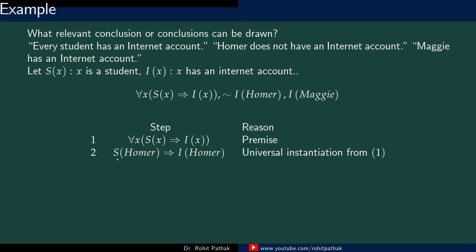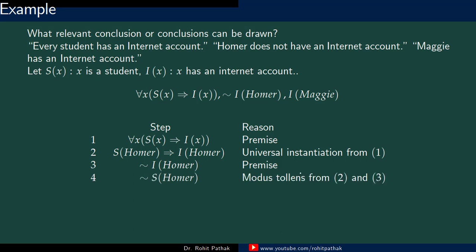So Homer is a student implies he has an internet account, using universal instantiation. Then taking another premise, negation I Homer, that means Homer does not have an internet account, which is a premise. So again, modus tollens from the second and third: S implies I and negation I will give negation S Homer, modus tollens from 2 and 3.